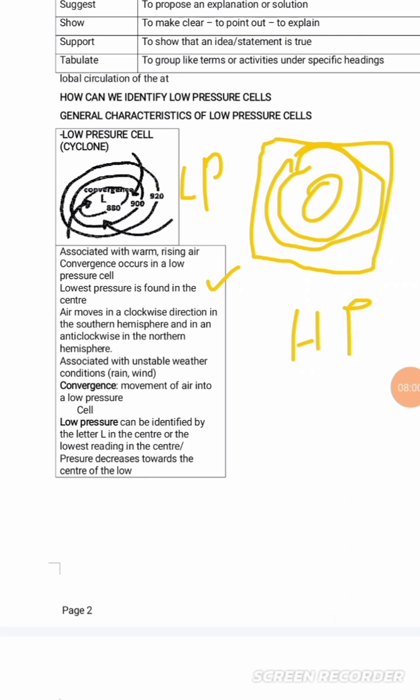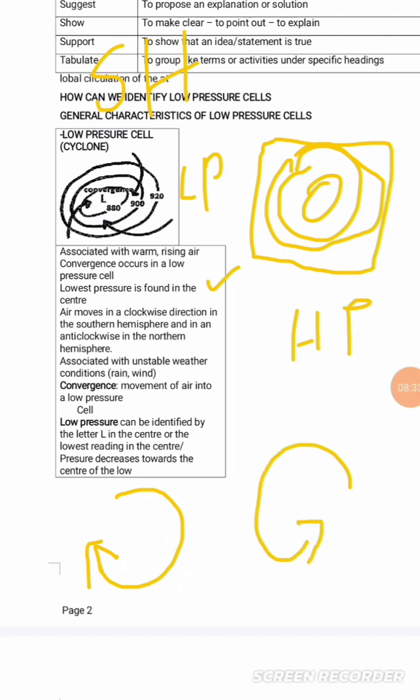In low pressure cells in the southern hemisphere, I'm saying southern hemisphere, this is where we are. In the southern hemisphere, low pressure does what? Low pressure has a clockwise rotation. The rotation is clockwise, but for high pressure, the rotation is anti-clockwise in the southern hemisphere. I hope we are clear here.